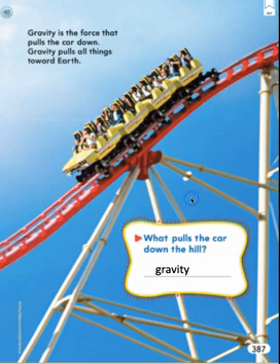Then flip to 387. This caption says, gravity is the force that pulls the car down. Gravity pulls all things toward Earth. So what pulls the car down the hill? The answer is gravity. So pause your video, you can write that word, and we'll come back tomorrow to finish this booklet.